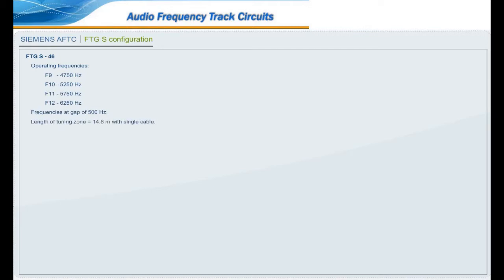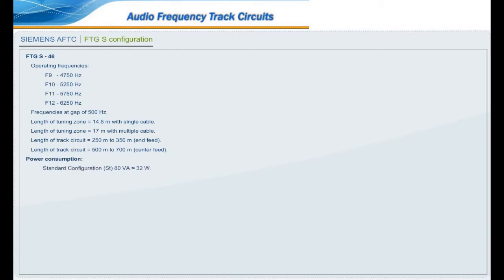Length of tuning zone equals 14.8 meter with single cable and 17 meter with multiple cable. Length of track circuit equals 250 meter to 350 meter end feed, and 500 meter to 700 meter center feed. Power consumption: standard configuration ST 80 VA, approximately 32 watts; center feed M 90 VA, approximately 40 watts.